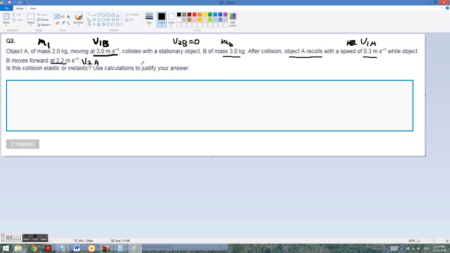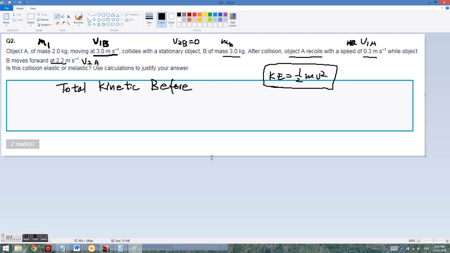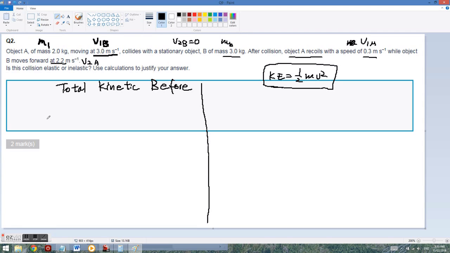So let's do a calculation. Total kinetic energy before. The equation for kinetic energy, KE, is half mv squared. We'll do that in detail next week, so let's do this first. Kinetic energy before will be half mass number 1, v1 before squared, plus half mass number 2, v2 before squared. Put it in.